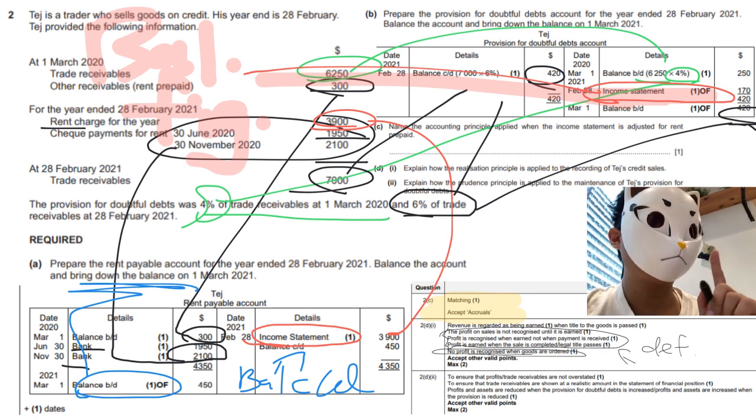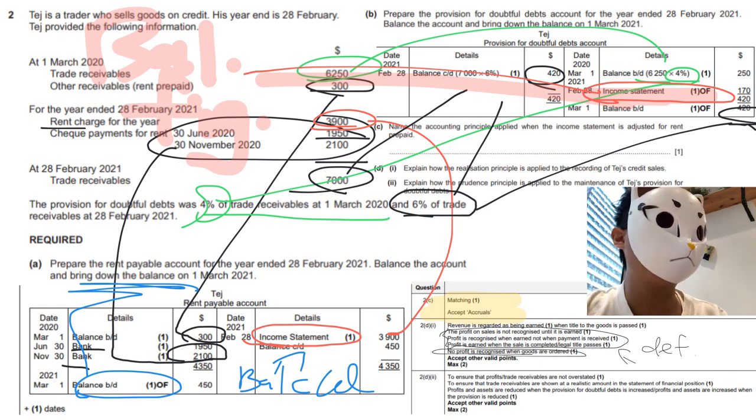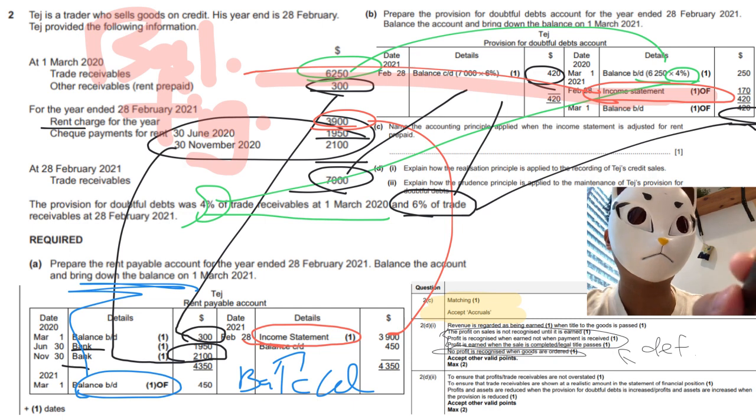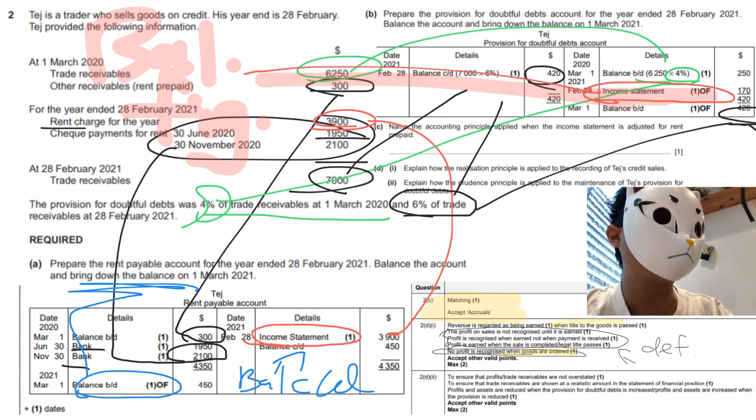Okay, remember that the revenue is regarded as earned when the goods are delivered. When the goods are delivered. Okay, this is very important.